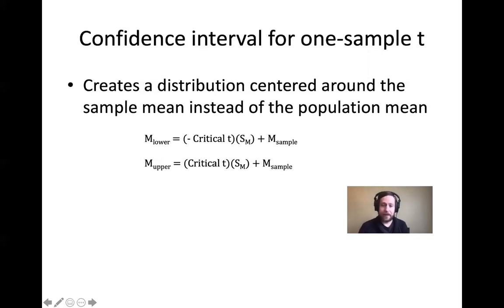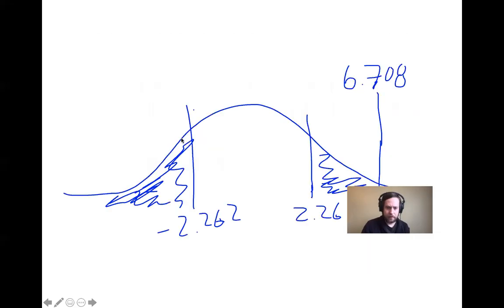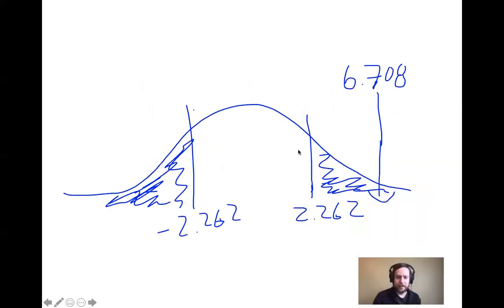I want to remind you that another thing all confidence intervals have in common is that the thing in the center of the distribution is the sample mean. When we do the traditional hypothesis test method, which is what I just showed you on the previous slide right here, the middle of this, t equals 0, corresponds to the population mean.